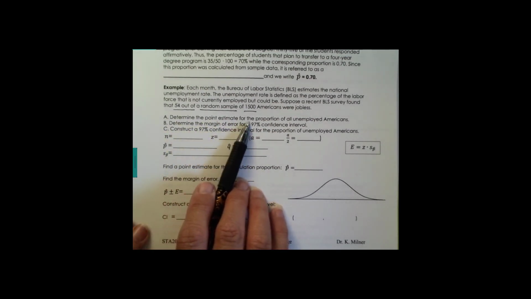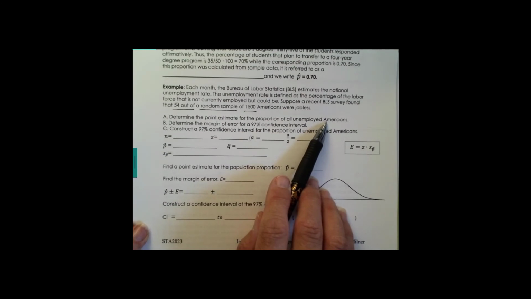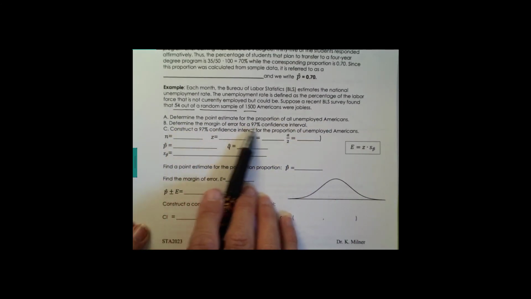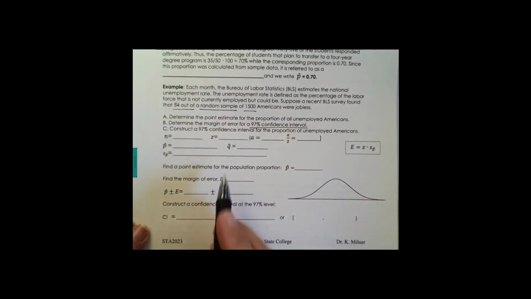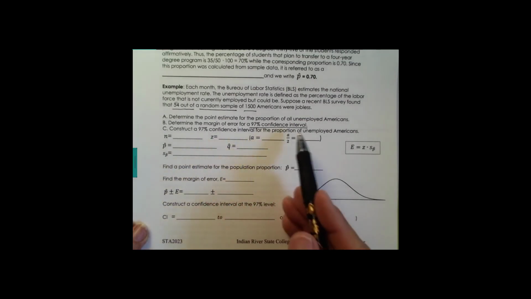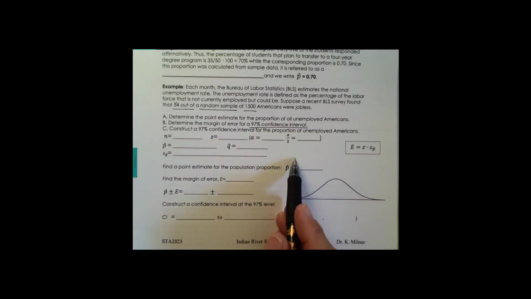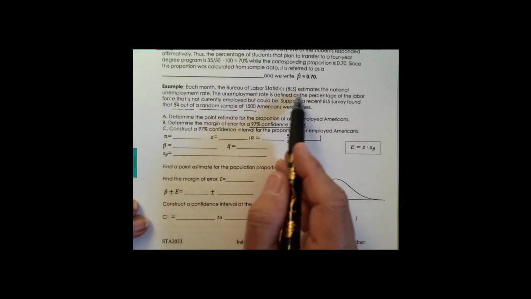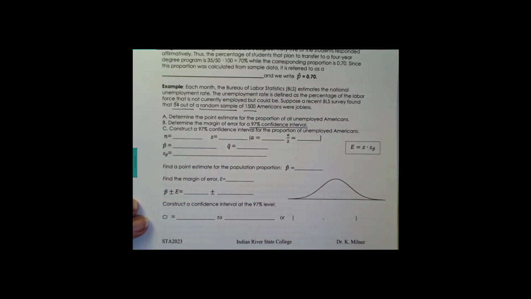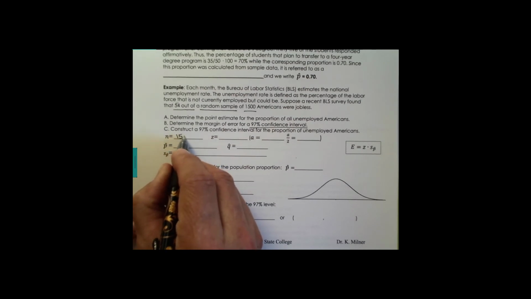We're going to determine the point estimate for the proportion of all unemployed Americans, and we're going to determine the margin of error, and this time we're going to use a 97% confidence interval. That's one we haven't done before. So we're asked to construct a 97% confidence interval for the proportion of unemployed Americans. First, what's our sample size with this? They surveyed a sample of 1,500. There's my sample size.